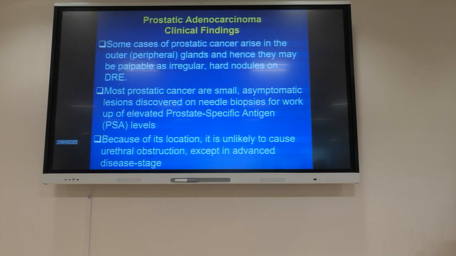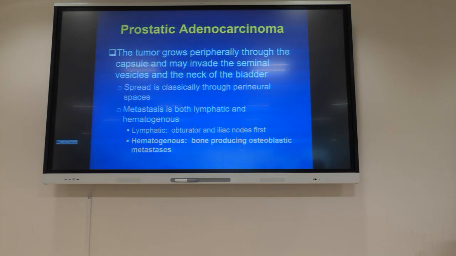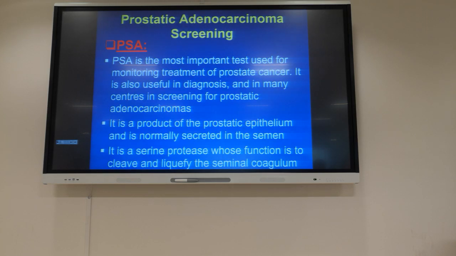Now the question that should come to mind is what to do in order to catch the tumor at its earliest stage. Before that, how does the tumor spread? The local spread happens through the perineural space, a very unique feature for prostatic adenocarcinoma. The mets happen through lymphatics and hematogenous routes. So coming back to the question that I asked you, what is the tool that you want to use in order to catch the tumor at its earliest?